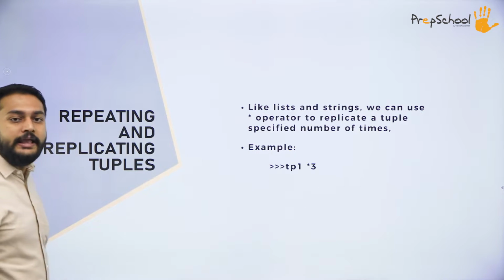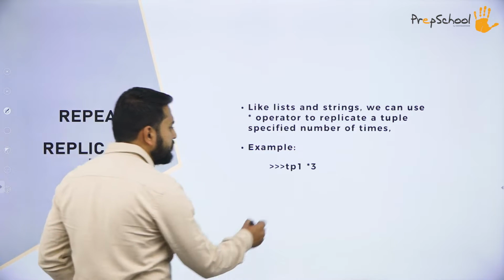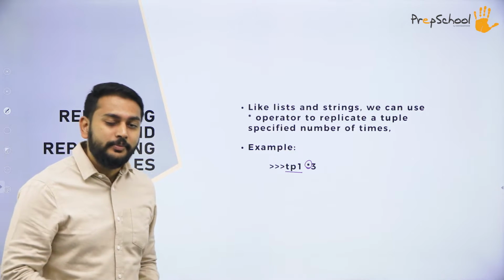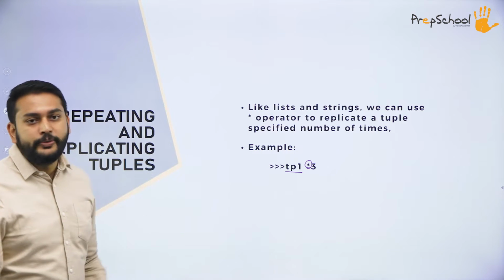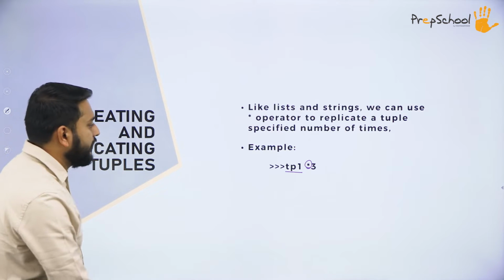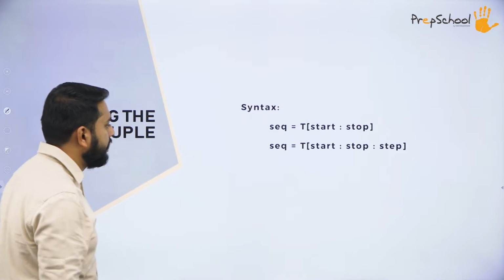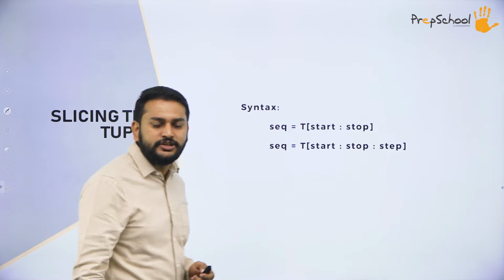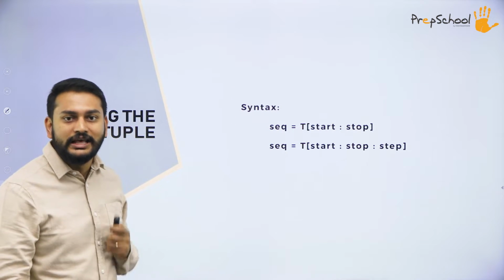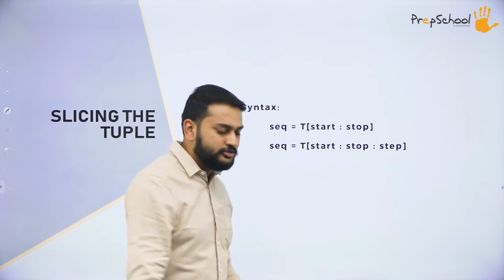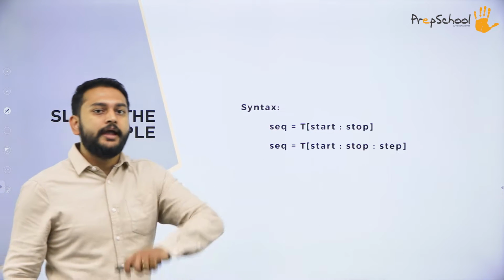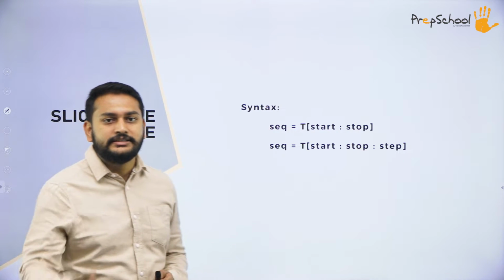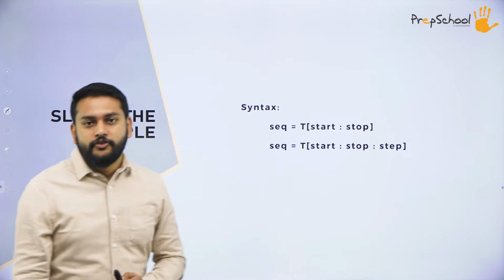I have the replicator operator. All of you know that. So what is the replicator operator? I am using the content whatever I have in TP1, and that will be repeated 3 times, which is the output that you will get. That is what you need to understand here. Moving on to the next one. Slicing. The same syntax that we are using for the list, the same syntax we are using here also. So please go back and check what we have done in the list. The exact syntax and exact meaning we have for tuple also.